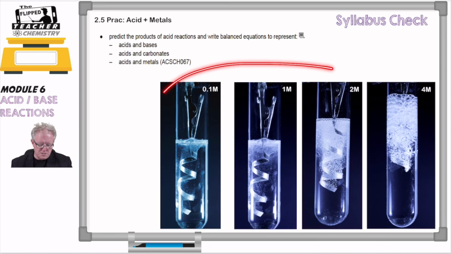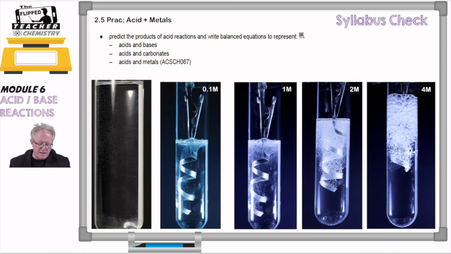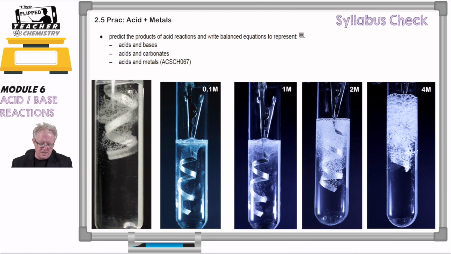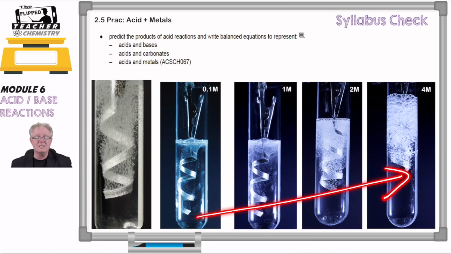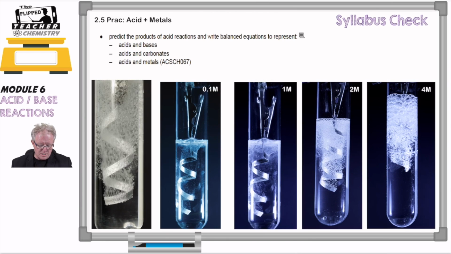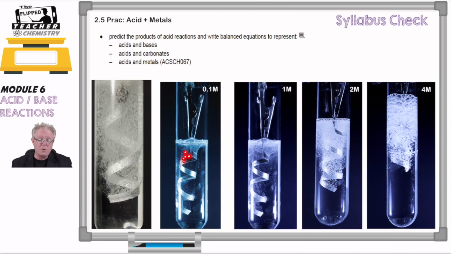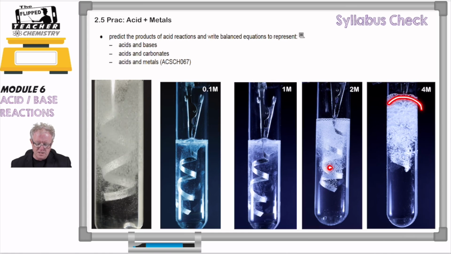So here are some pictures that I made in the lab where I got some magnesium ribbon in some HCl, in different molarities. So you can see 0.1, 1, 2 and 4. And you can notice that there is an increase in reaction rate. The bubbles of hydrogen gas are just forming on this one. They're forming a lot faster still on the next, and absolutely extremely vigorous.